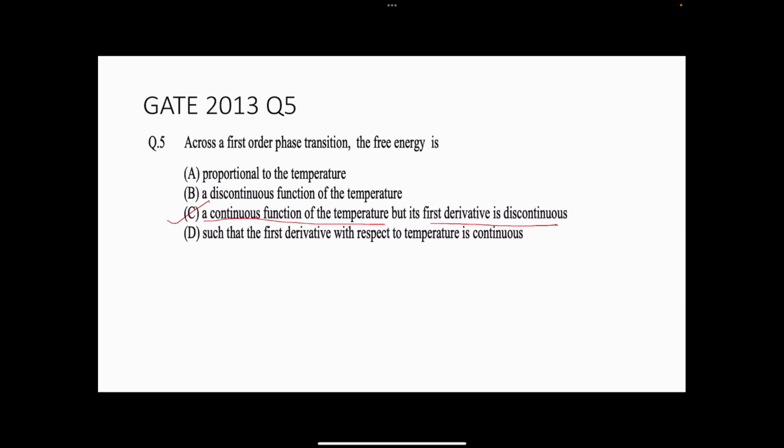The first order transition free energy is not a discontinuous function of temperature, and that it is proportional to temperature is also not correct. So this is the only correct option, because G, as we know, dG is nothing but V dP minus S dT. So we cannot say that it is proportional to temperature. So this is the only correct option for this particular question. The correct option is C.